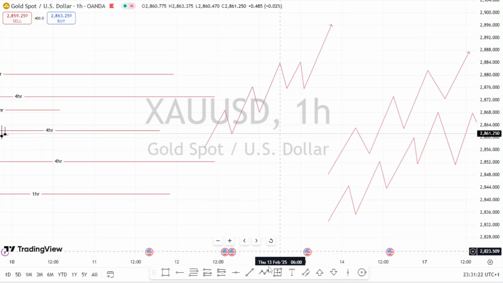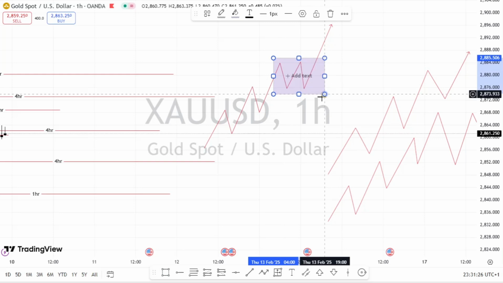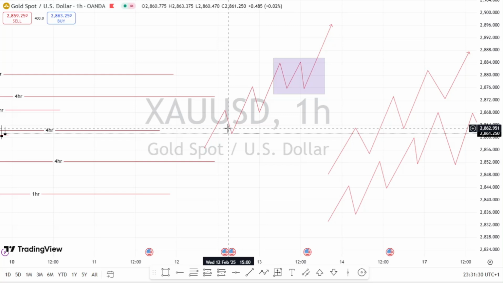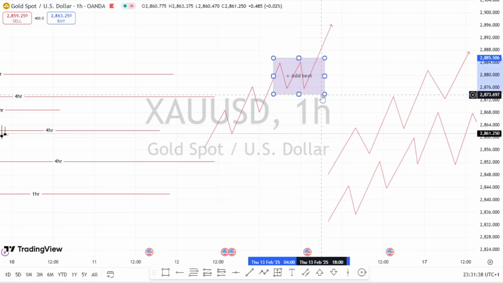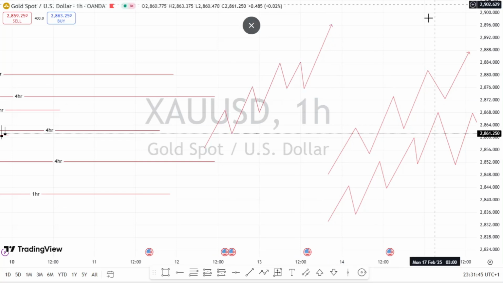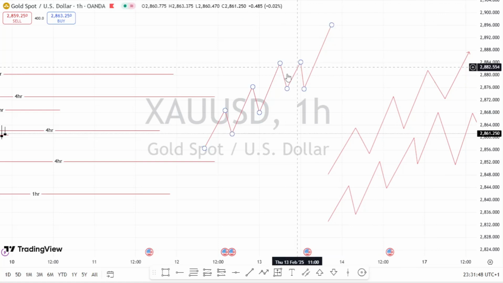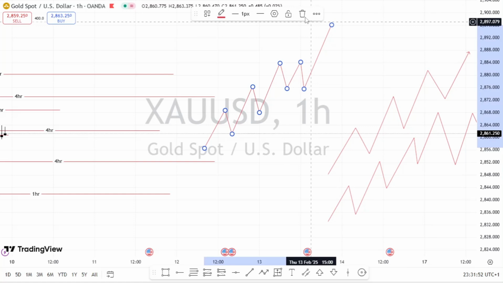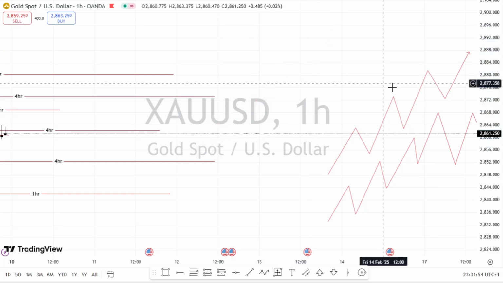This whole thing here is like a continuation pattern. This consolidation, in ICT they call it accumulation and distribution, something of that nature, which I don't really know. But this is the trend, impulse, the consolidation, and impulse again. This pattern usually occurs at news time. If you're able to identify it with the trend, you are good to go.